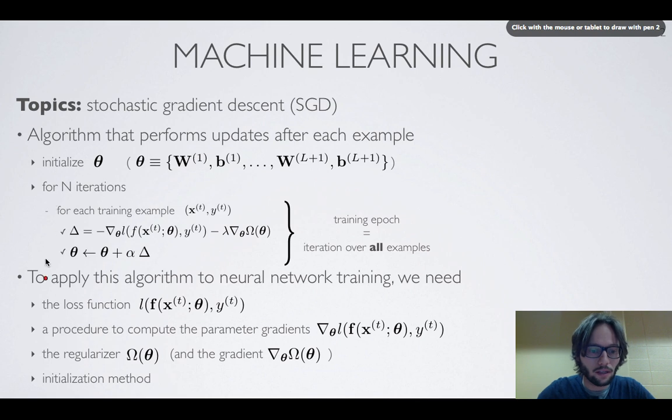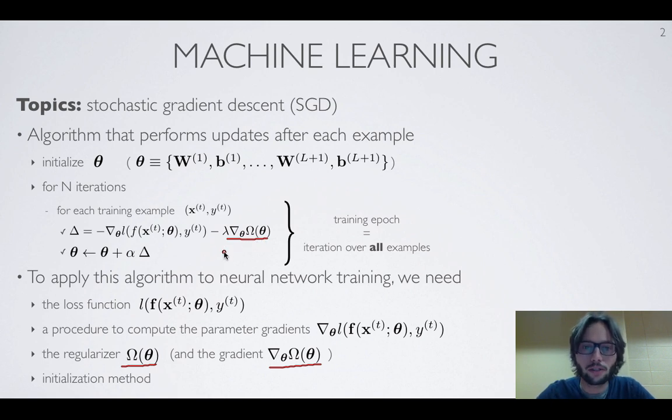So now in describing the full procedure for stochastic gradient descent, we are at the step where we have to specify a regularizer and also how we actually compute the gradients of the regularizer with respect to our parameters. So we see the regularizer is here, so it's involved in how we update the parameters of the neural network.